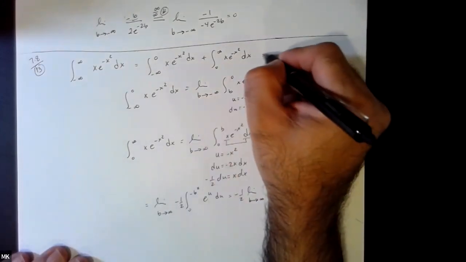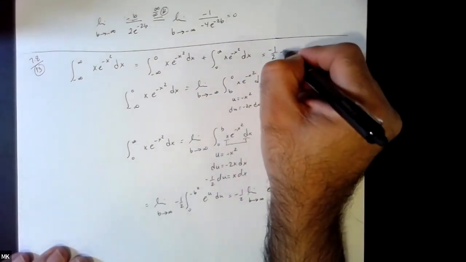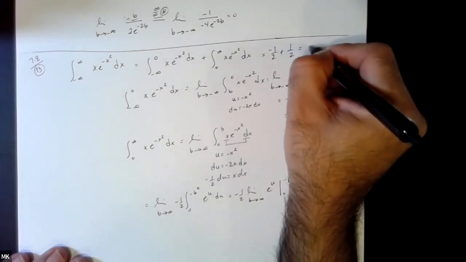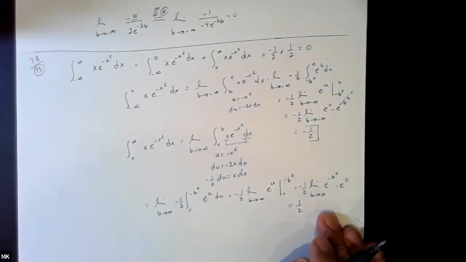So the total is going to be 1/2 plus negative 1/2, which is 0. Okay, so that's all the cases of the infinite value. It's going to have either infinite on the top or infinite on the bottom, or I have infinite on both. So those were the type 1 improperness.